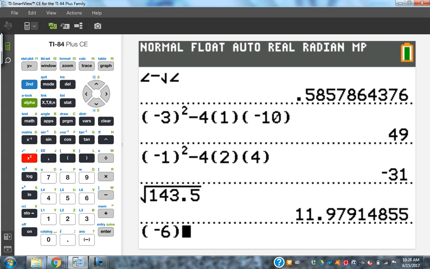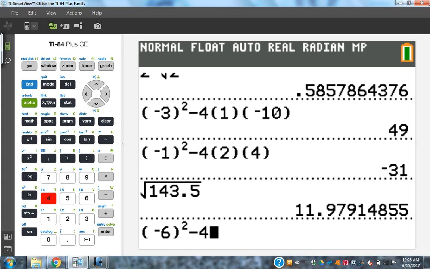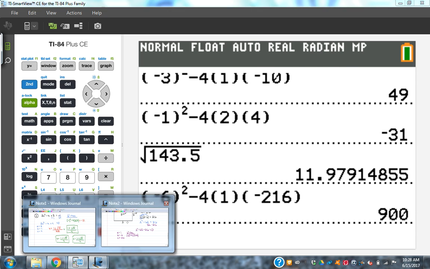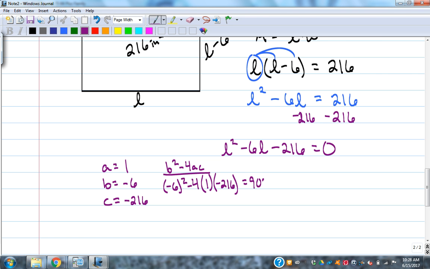-6 squared minus 4 times 1 times -216 is 900. So that means we're going to have real answers, and I hope we do. It's a real poster, so we've got to have real answers for that. 6 plus or minus the square root of 900, divided by 2 times 1.